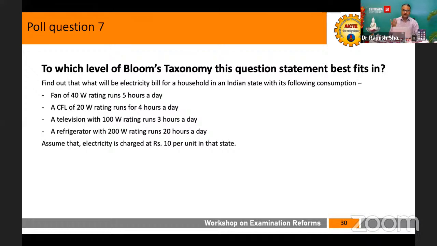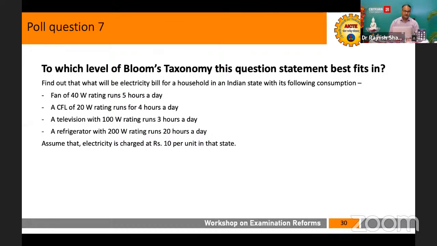But what the student is ultimately expected to do is make some quick calculations and then find out the electricity bill for that household. So I would rate this question in apply and understand, more of apply and then understand.